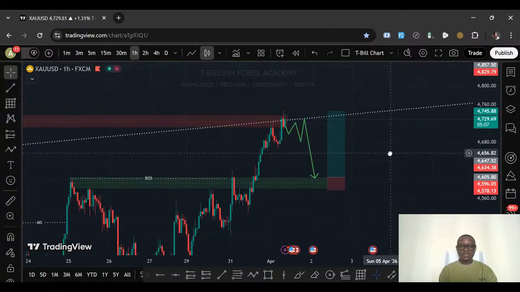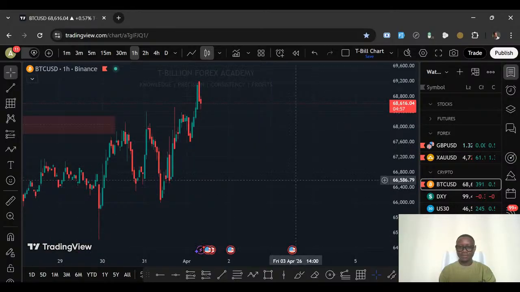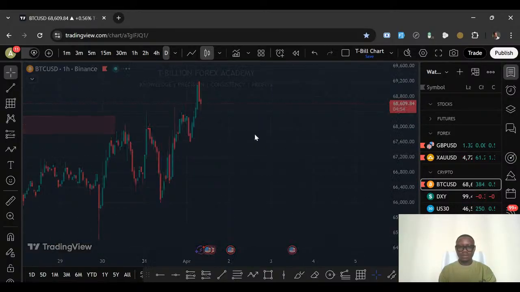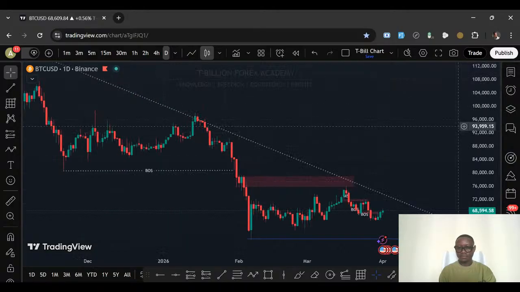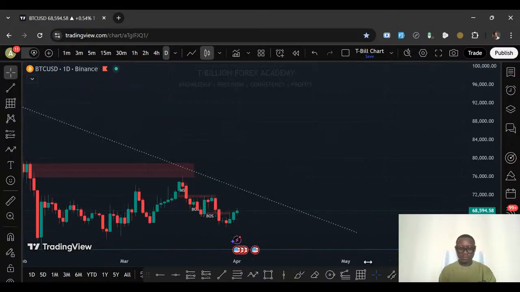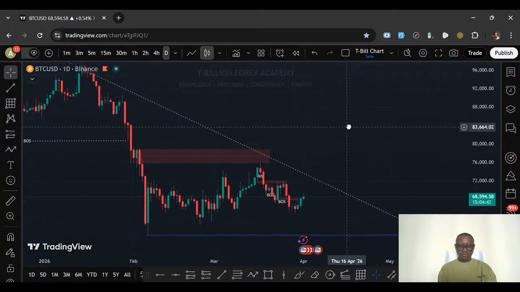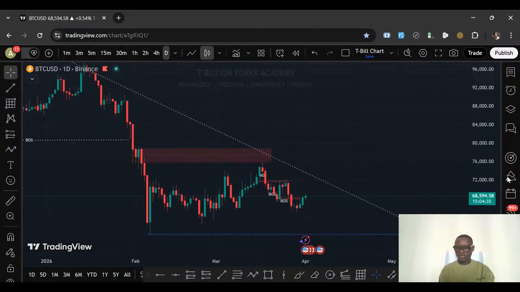All right, so this is perfect. Now let's look at BTCUSD. On BTCUSD, our directional bias is still bearish. We'll basically be looking for a sell opportunity.